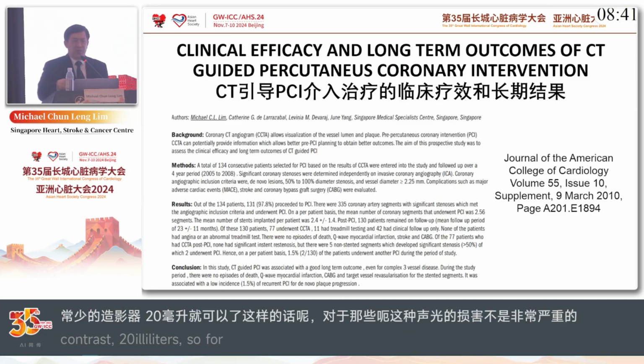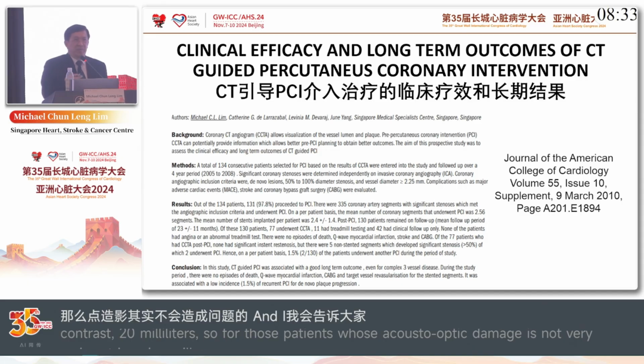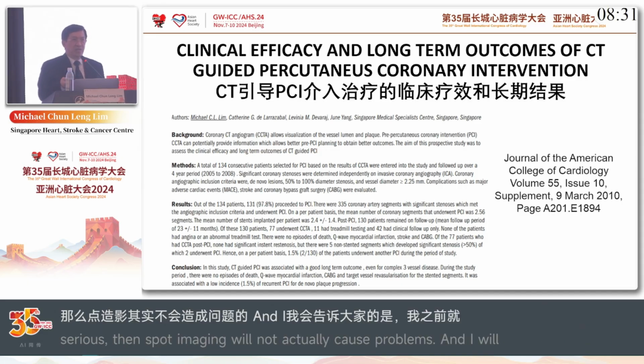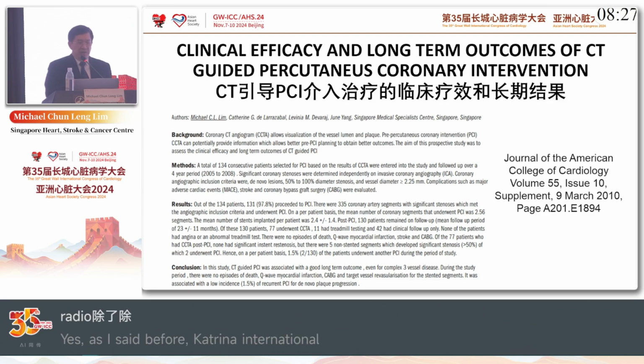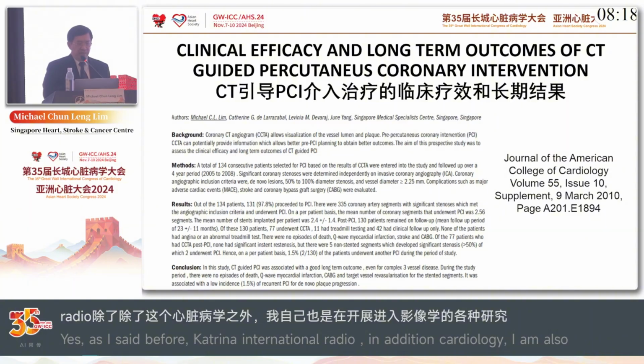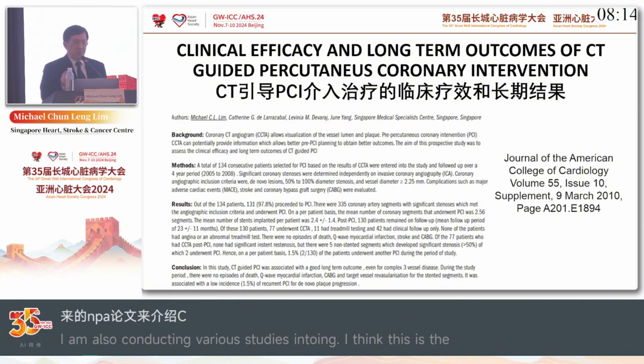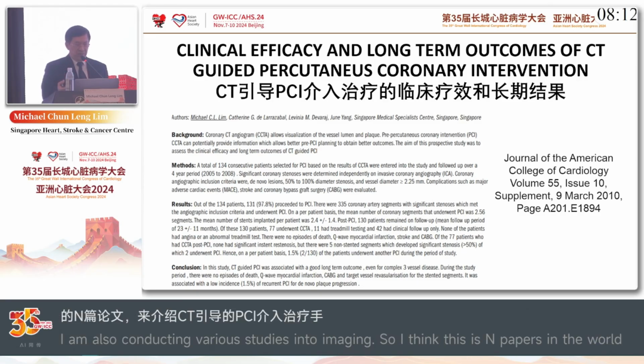Okay, so this is just to tell you that I've always been interested in this. I said earlier that I'm a little bit different because in addition to cardiology, I trained in interventional radiology as well. In 2005, we did a small study on CT-guided PCI, and I think this is the first paper in the world on CT-guided PCI. It convinced me that you can do complicated cases with good long-term outcomes and safely.